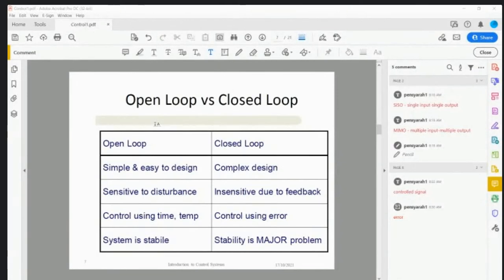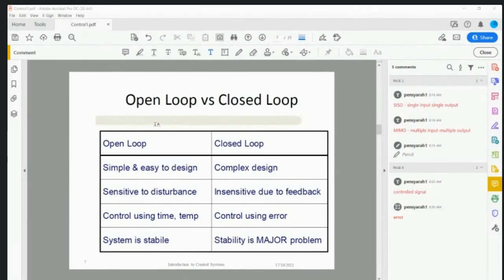Number 3, normally the control for the open loop system is based on time. If it is an on-off system, we just control it based on time. Let's turn this on for 2 minutes. For example, on a toaster, you have a setting 1, 2, or 3. So it's based on time. 1 is 1 minute, 2 is 2 minutes, and 3 is 4 minutes. So we just turn the heater on for 1 minute, 2 minutes, or 3 minutes. So the controller is a time-based controller.